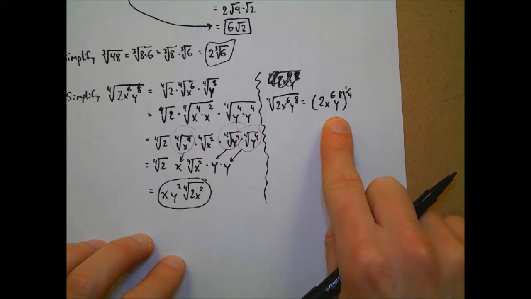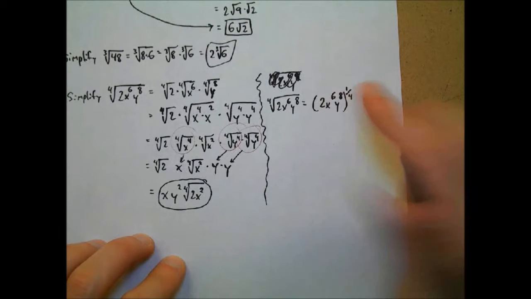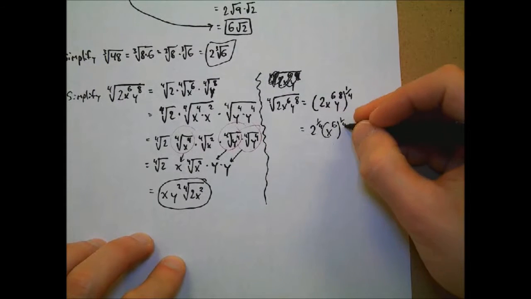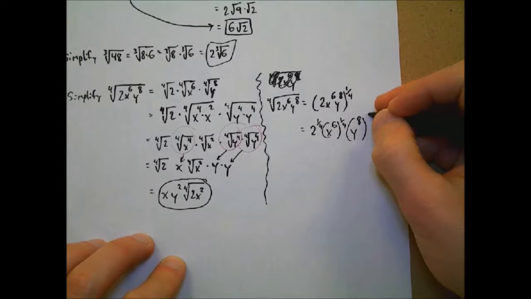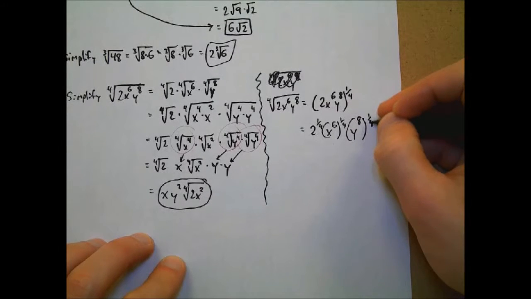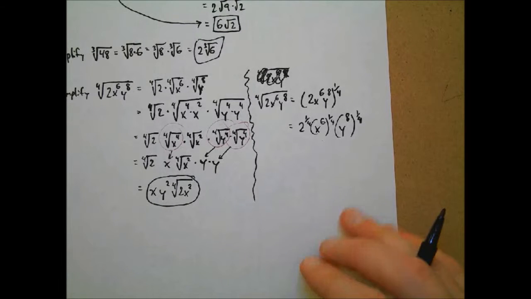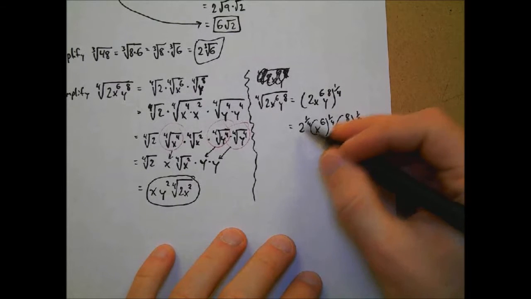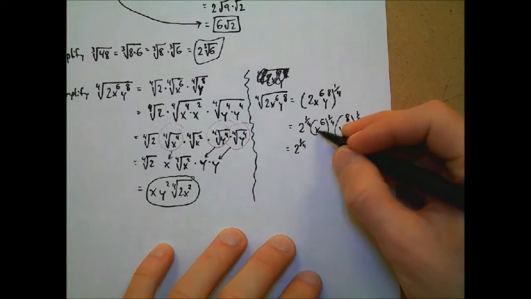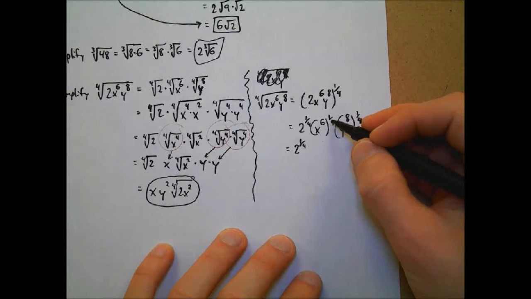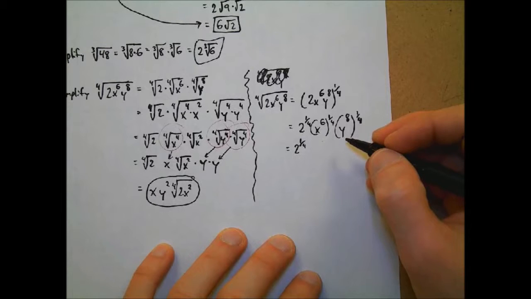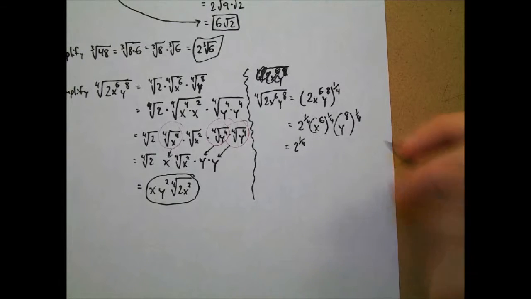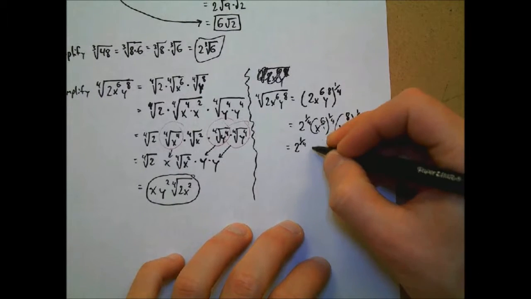And now I can distribute that power. So this becomes 2 to the 1/4, x to the 6th to the 1/4, y to the 8th to the 1/4. Okay. 2 to the 1/4, there's nothing else I can do with that for right now, so I'll leave it 2 to the 1/4. X to the 6th to the 1/4, when we have a power raised to a power, what do we do with our exponents? Multiply. So this is really 6 over 1, so it's 6 over 4. X to the 6 over 4.